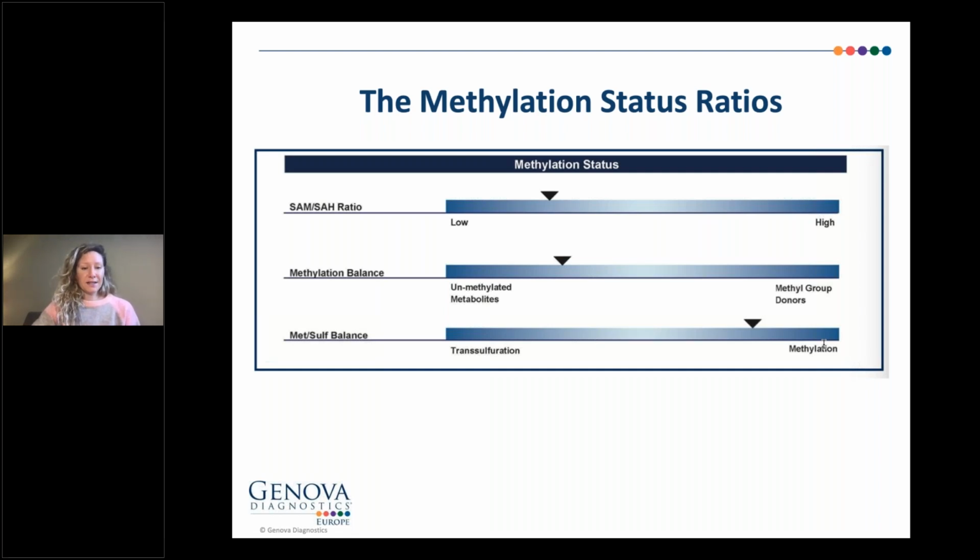Unlike the SAM to SAH ratio, which is commonly referred to in literature as the methylation index, the methylation balance ratio in the middle and the met to sulf balance ratio at the bottom are completely unique to Genova's methylation panel. They are novel algorithms that were created by Genova to represent a broader attempt to capture functional disturbances within the methylation and transsulfuration pathways by comparing multiple analytes related to those pathways. I'll just go into detail about how each of these ratios work and what they can tell you about your client or patient.